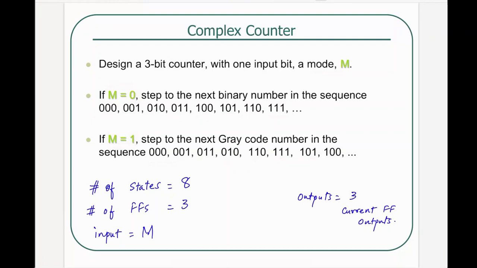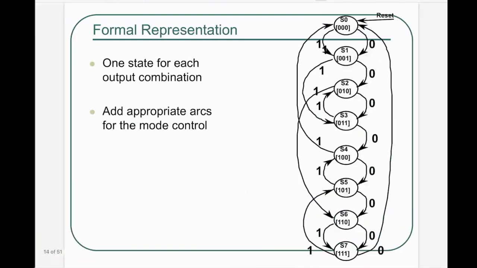Well, let us try to come up with this complex counter here. The answer is essentially going to look like that, right? So we have got 8 states, state 0, state 1, state 2, state 3, state 4, state 5, state 6, and state 7. The output is the current state, 0 through 7. Those are your outputs, the current outputs of the three flip-flops. You reset things, you come to state 0.